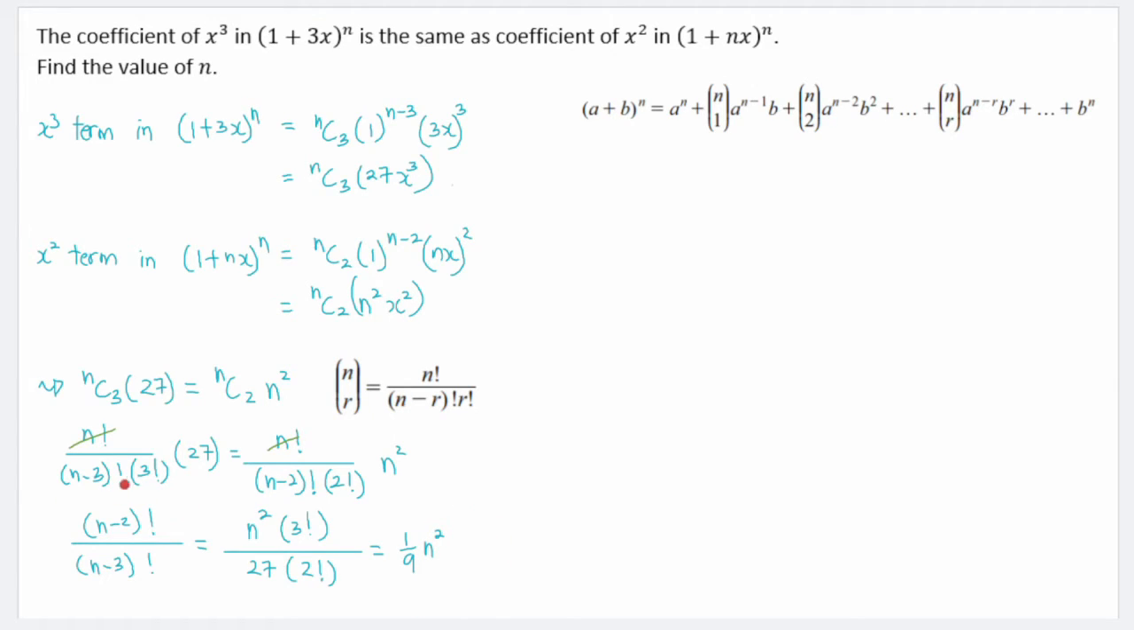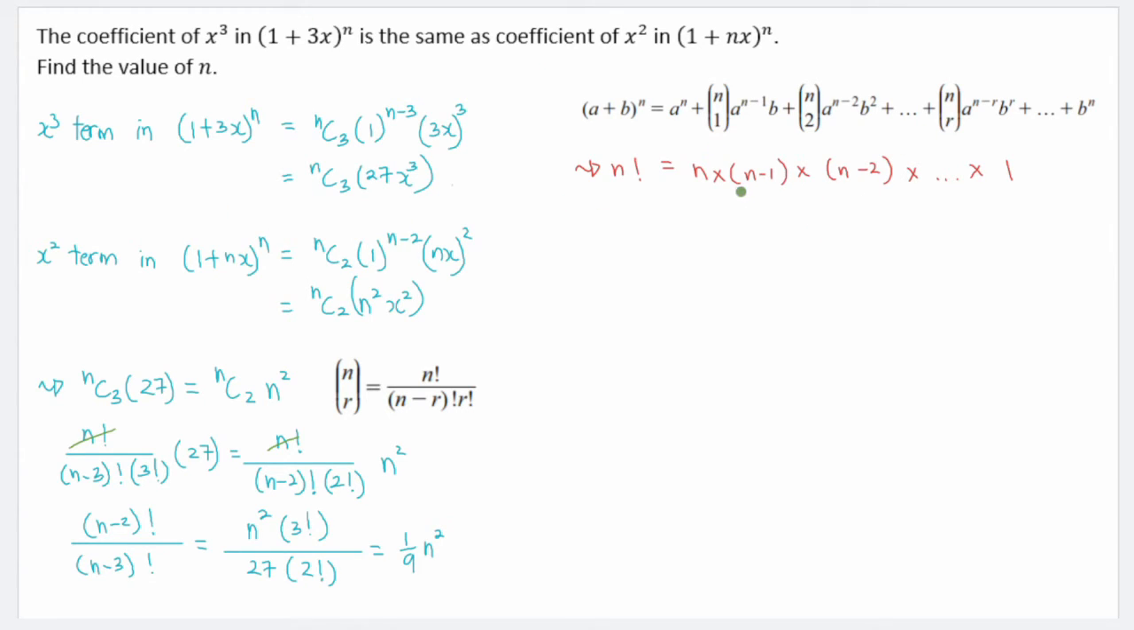Here comes the interesting part. How do we simplify these two terms involving the factorials? Let us recall the definition of n factorial: in general it is the same as n multiplied by (n minus 1) multiplied by (n minus 2), and we keep multiplying until we get 1. This is the definition of n factorial.